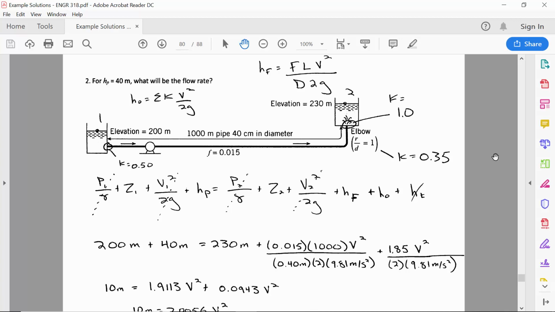And then here's our local losses. 1.85 is the sum of the K's. And what V is it talking about there? This isn't V1. This isn't V2. This is the V in the pipe. And that's what you always use for local losses and the friction losses. It's talking about the velocity where the energy loss is occurring. And the energy loss occurs not at 1 and not at 2, but between them. That's where the loss is occurring.